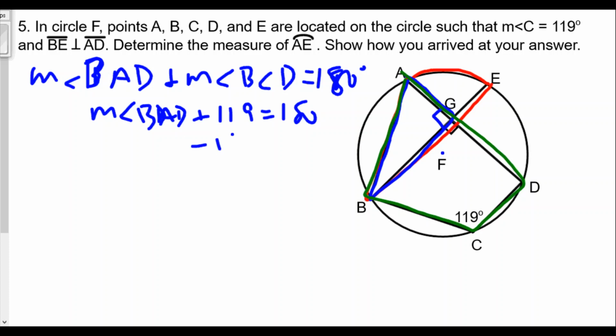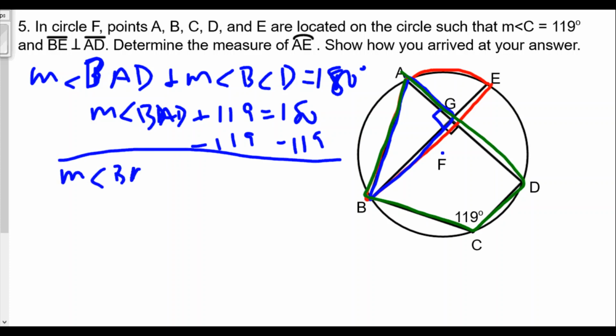We're going to subtract 119 from both sides. And we're going to get, in this case, the measure of angle BAD is equal to 61 degrees. And so here is 61 degrees.